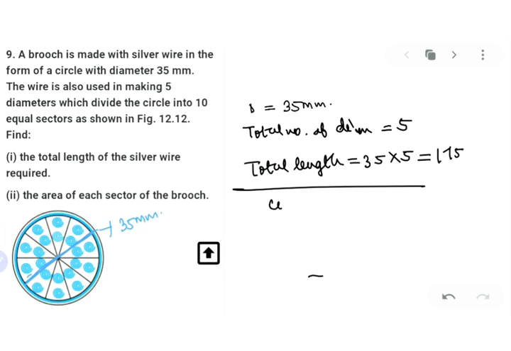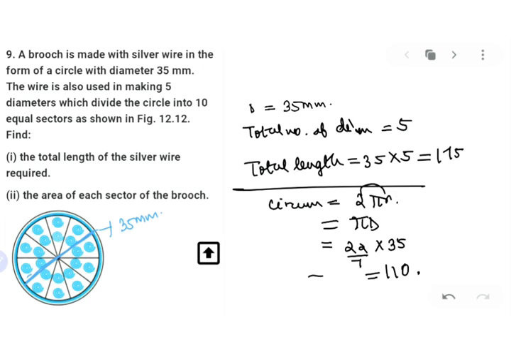Now my dear kids, we will find the circumference. Circumference is 2 pi r, correct? Or we can also say circumference is pi d, as 2r is nothing but d, diameter. Pi you can put as 22 upon 7 and diameter you have 35. So you will get circumference as 110. Clear? Okay. Now let's see what further it says.